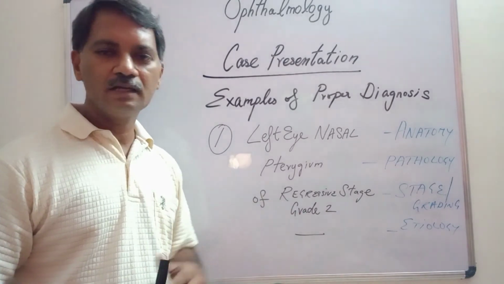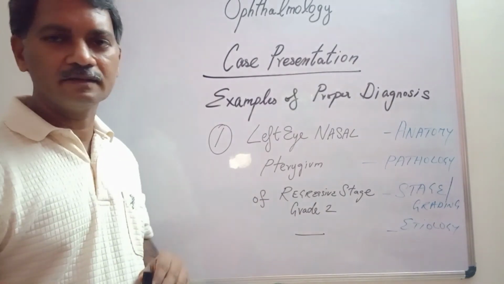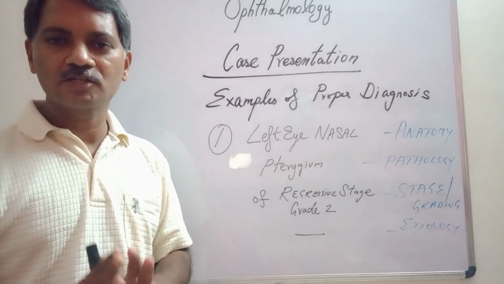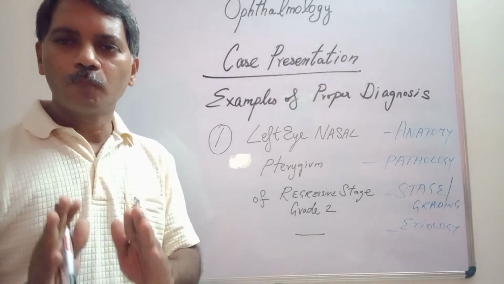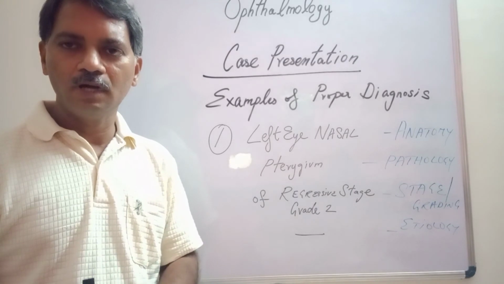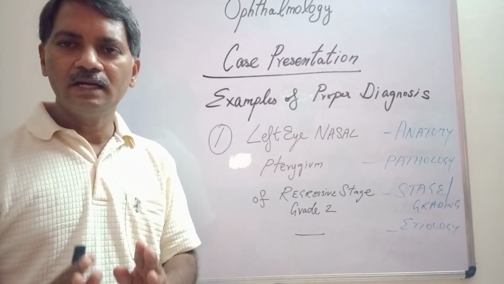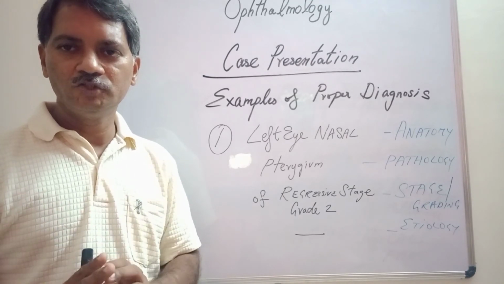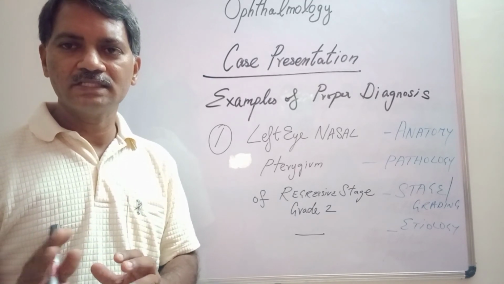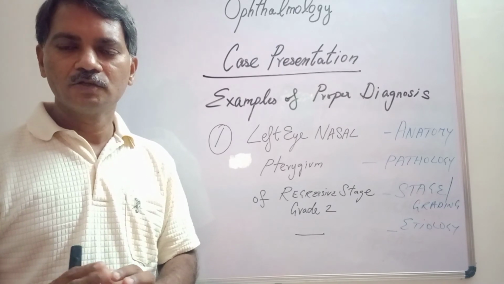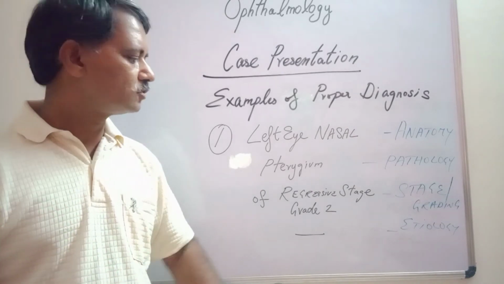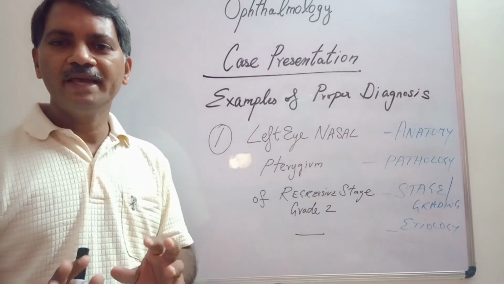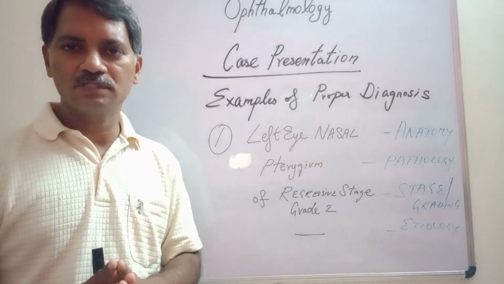Here for the etiological part I have written nothing because pterygium, as you know, is caused only by prolonged exposure to hot, humid, dusty atmosphere or jobs involving such a situation. So it is understood. So I have not written the etiology here. These are the two examples of a proper diagnosis.